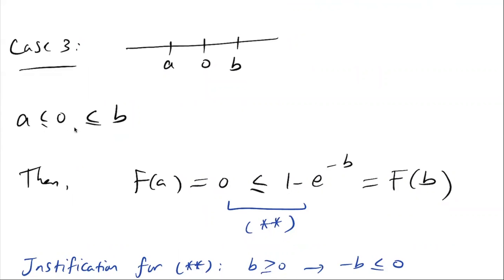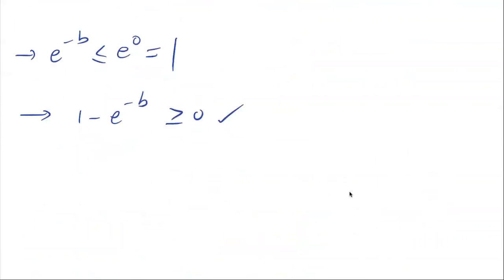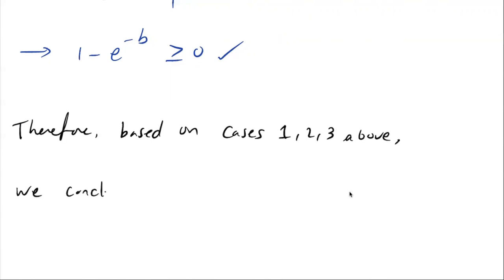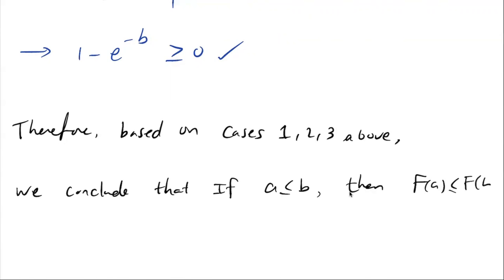So we assumed a is less than b, and we considered three cases. In each case, we show that F of a must be less than or equal to F of b. Therefore, based on cases 1, 2, 3 above, we conclude that if a is less than or equal to b, then capital F of a is less than or equal to capital F of b.